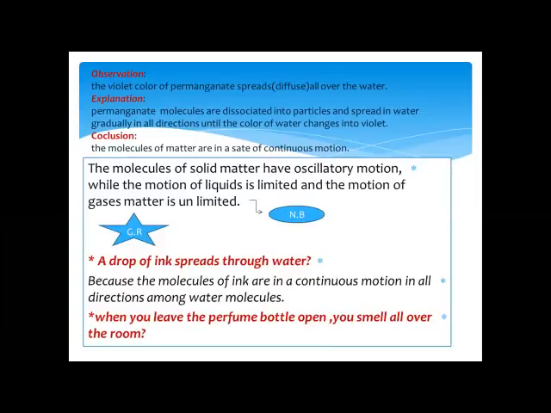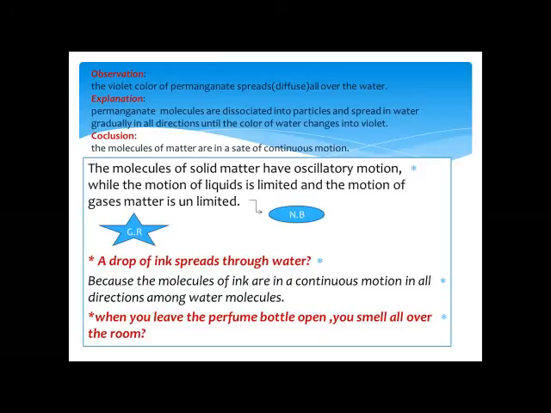Yes, it still spreads. Has it stopped? No. What's the conclusion? The molecules of matter are in a state of continuous motion, they don't stop, still spreading inside the water molecules.